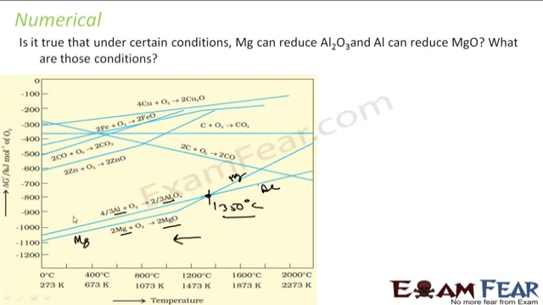See, the way it works is that the line which is lower wins. In this case, aluminum will be able to reduce magnesium oxide. In this other case, magnesium is on the lower side, so magnesium will be able to reduce aluminum oxide, correct? Since they are intersecting, the point is 1350 degrees Celsius. So below 1350 degrees Celsius, magnesium will be in a position to reduce aluminum oxide. At temperatures above 1350 degrees Celsius, aluminum will be in a position to reduce magnesium oxide. And this detail we are getting from the Ellingham diagram.